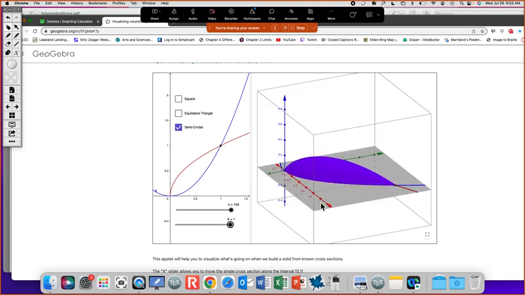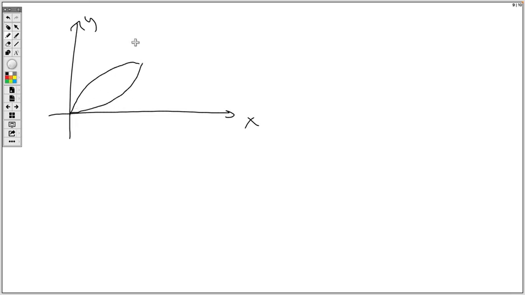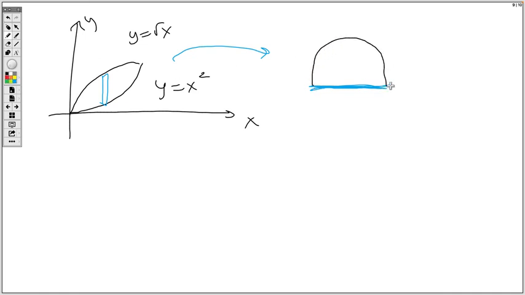So once again, I have to go back to geometry and figure out what's the area of a semicircle, and then how can I get that in terms of x. So let's take a look at my base here. So y equals root x on top, y equals x squared on the bottom. I'm going to draw my representative rectangle there. And that's going to be the base of a semicircle. So I'm going to grow a semicircle on top of it. So this is one of my cross sections.